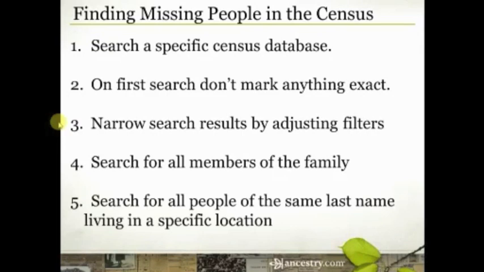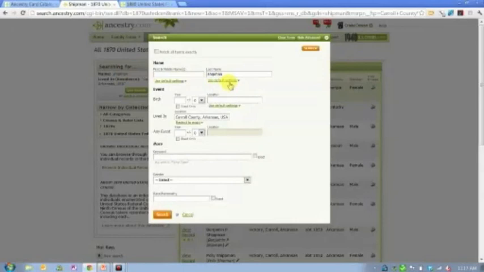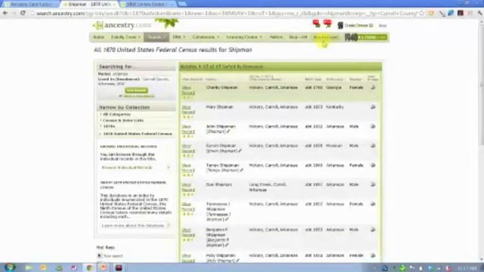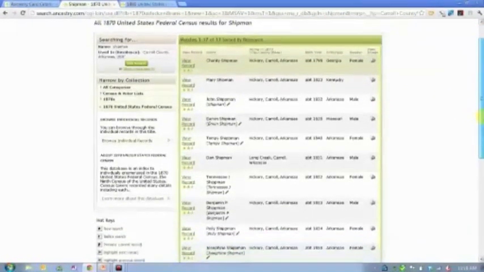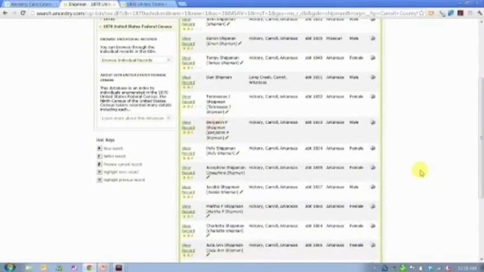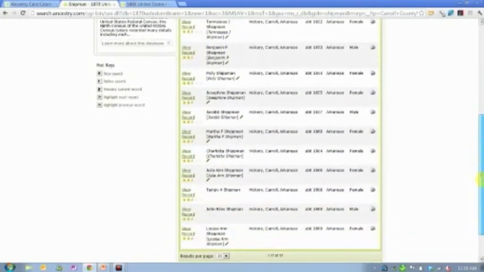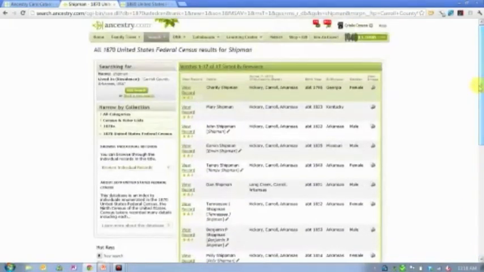Now this next tip actually goes right along with what I was just talking about. Search for all people of the same last name living in a specific location. You'll notice I didn't mark this last name exact, and that's because I've seen this last name misspelled any number of ways. As a matter of fact, just in my search results here, you'll see I came up with it spelled with 2 P's, even though it looks like a lot of those have had corrections submitted. I've seen it spelled SCH. I've seen it spelled with an F instead of a P. Lots of different ways that last name could be spelled.